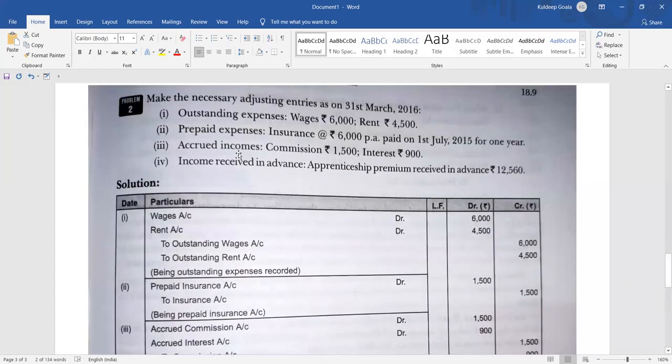Coming to the next one, accrued income. Just now, in the previous video also, we saw that accrued income means any income which we are supposed to receive but we have not received, right? So that is also a representative personal account. What is the item? Accrued income includes commission 1,500 and interest 900 rupees. So what will happen here? Accrued commission and accrued interest both are representative personal accounts. And what is the meaning of that? We are supposed to receive but we have not received. Okay, so that means it is our asset. So asset will be debit.